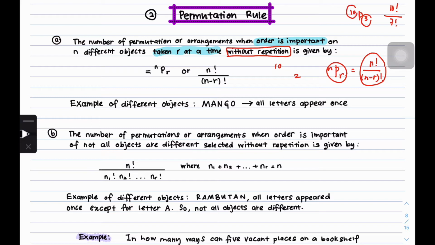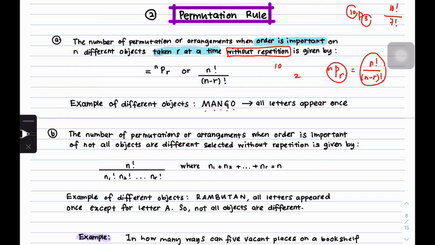Example different object, contohnya perkataan mango. Kalau awak tengok M ada 1, A 1, N 1, G 1 dan O hanya ada 1. So this one is without repetition. Maksudnya dalam ni tak ada satu pun huruf yang repeat, hanya ada 1. So kita guna formula ini.